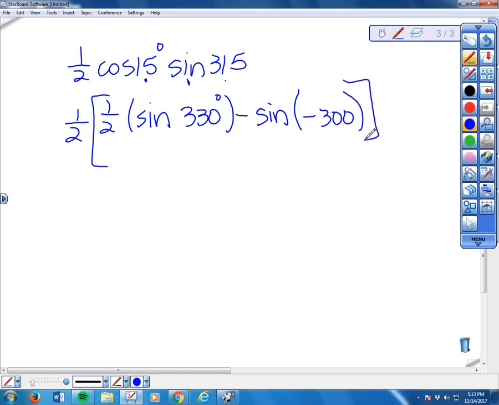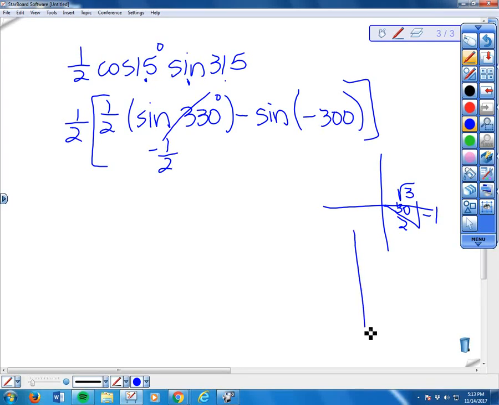So now I've got to figure out what sine of both of these angles are. Sine of 330 is right here, where this is 30 degrees. This is negative 1, 2, square root of 3. So sine of 330 is negative 1/2. Sine of negative 300, I go the other way, and I stop here. This angle is 60. So this is the square root of 3, 2, 1. So this is, sorry, square root of 3 over 2.